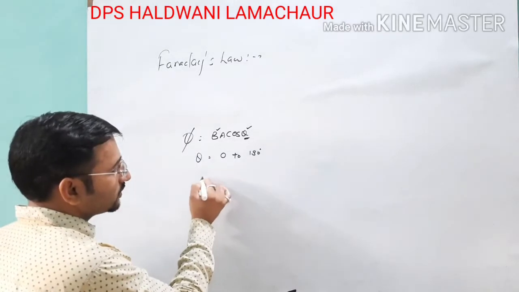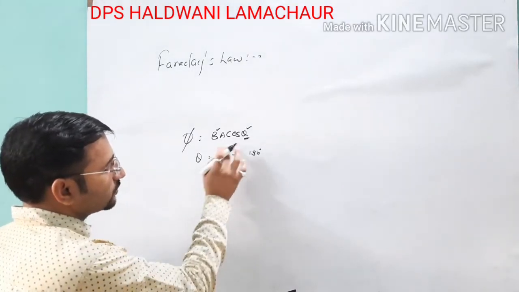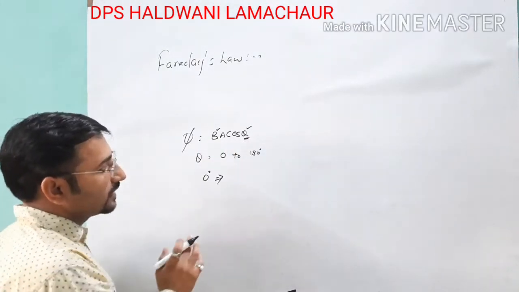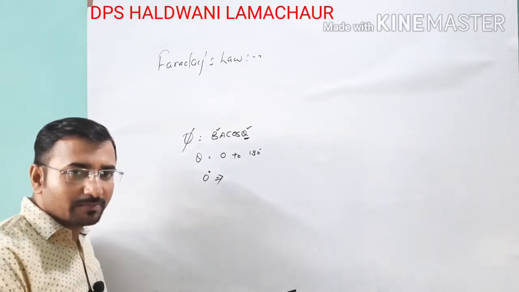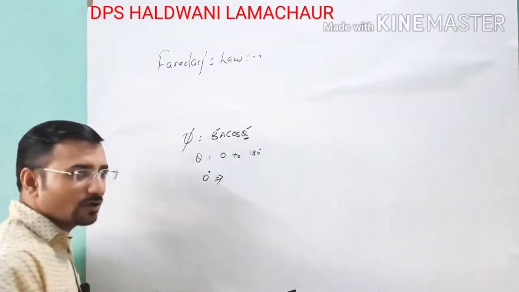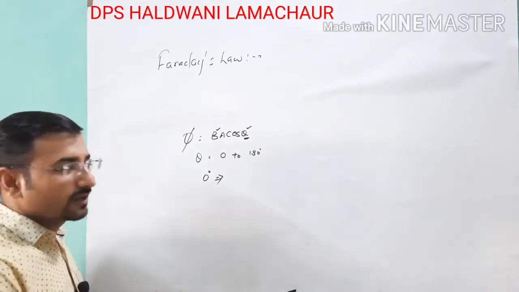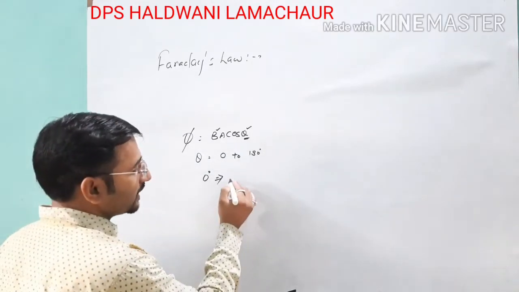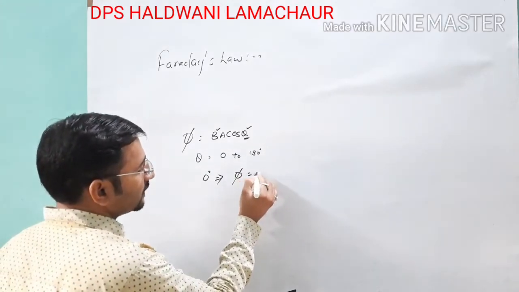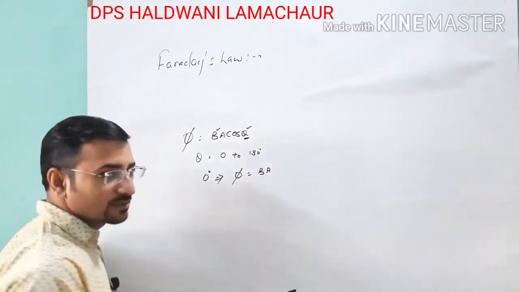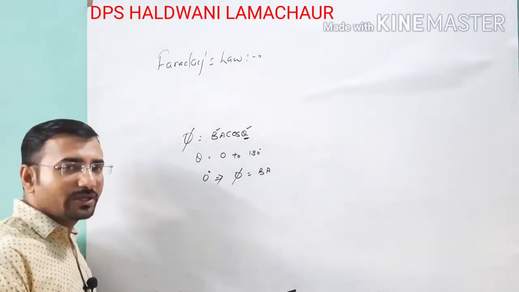At 0 degree, cos 0 is equal to 1. It means that the normal of the plane is parallel to the direction of the magnetic field, or you can say the plane is perpendicular to the magnetic field. At that time phi will be maximum, with value phi equals BA.